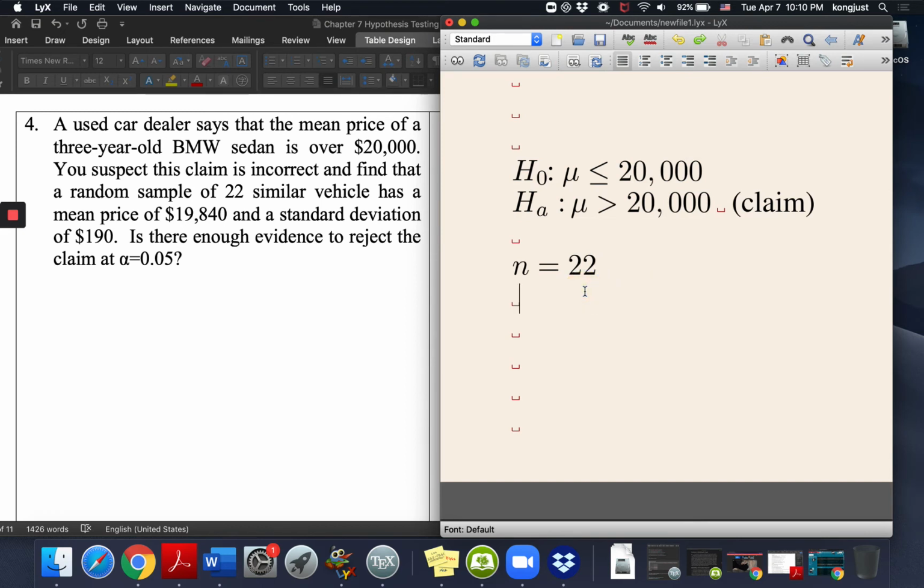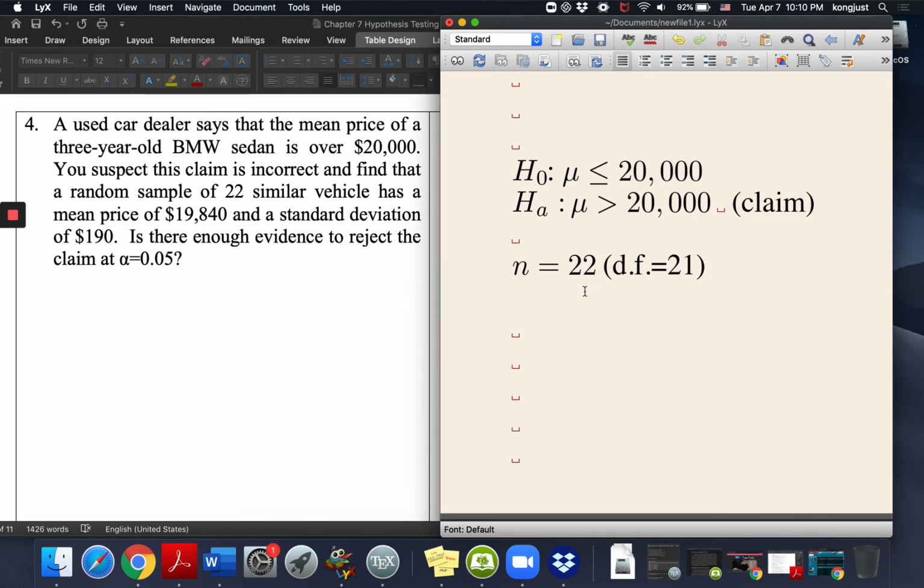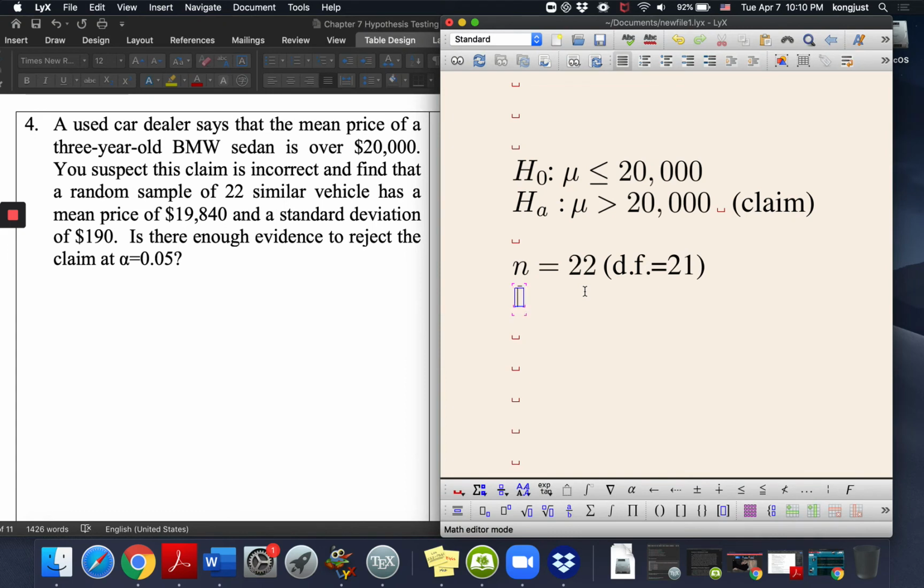All right, so n is equal to 22. That means our degrees of freedom is equal to 21. What else do we know? We know that the mean price of those 22 cars is 19,840. So that means X bar, in other words, is 19,840.